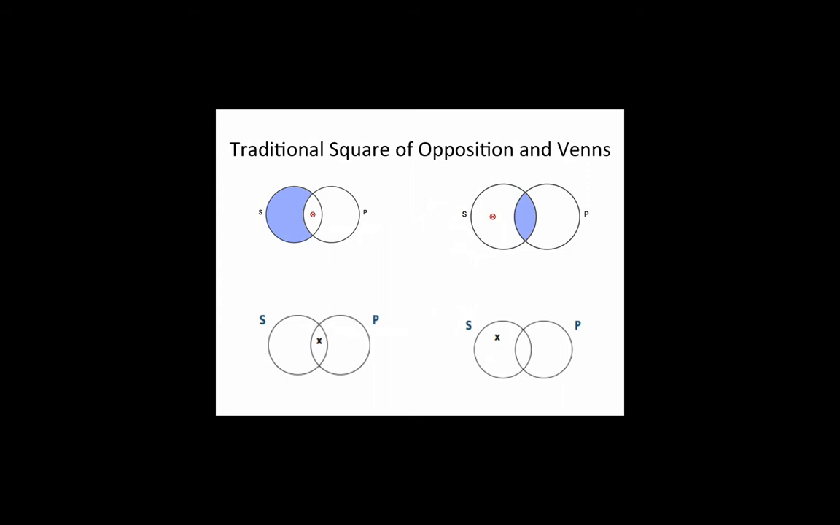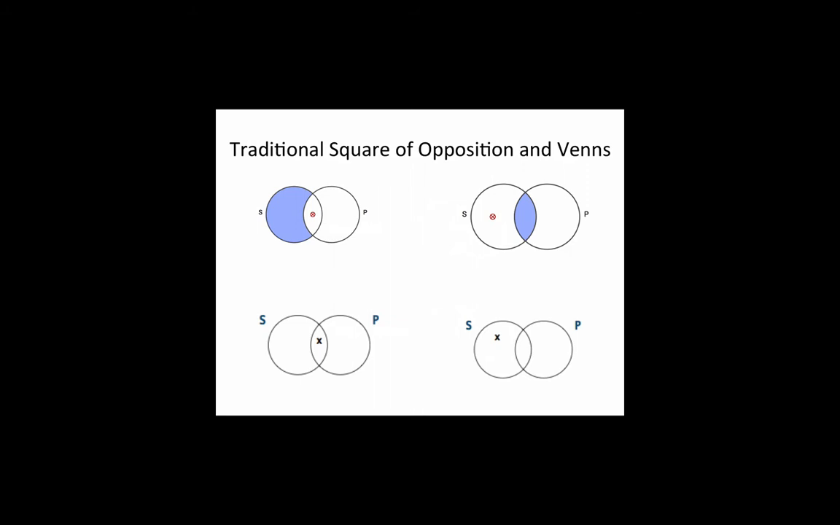Now let's take a look at your contradictories, because I think that the Venn diagrams are really going to help you understand the logical structure of the propositions, such that if an A is true, the O must be false. So notice that in an A proposition, the S area outside of P is empty. Emptiness means there's nothing there. So if there's nothing there, you couldn't possibly have an X in the S area.